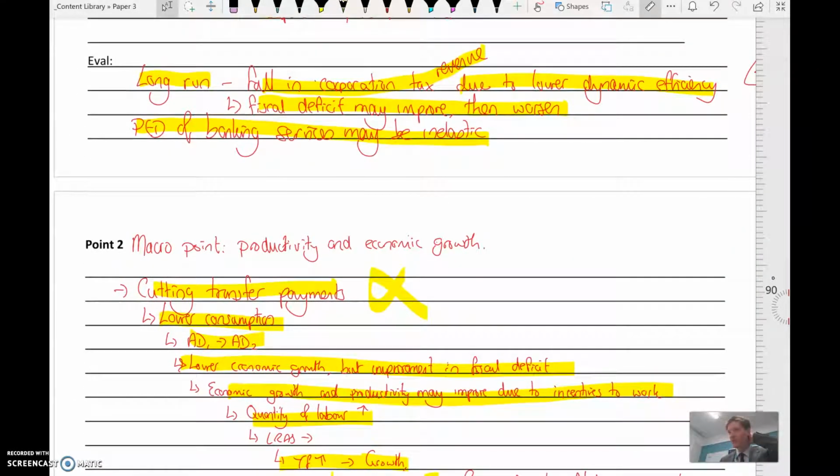Type of spending cuts. Try now and pause and see if you can evaluate what we've done there. Think about other types of spending cuts that we could be doing and what the problems might be there with reference to growth and the fiscal deficit. Okay, pause and come back.